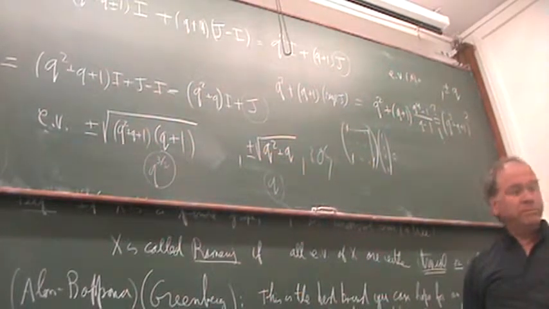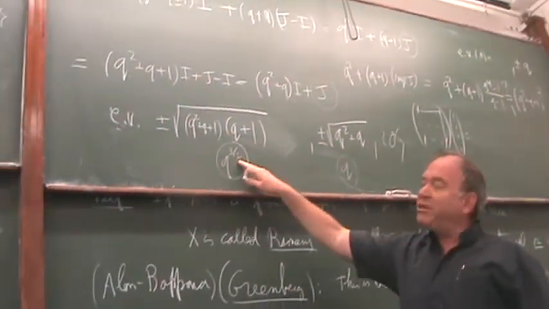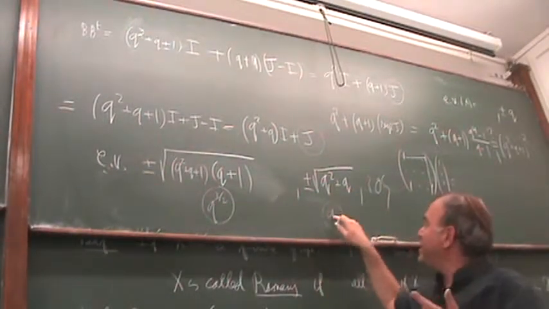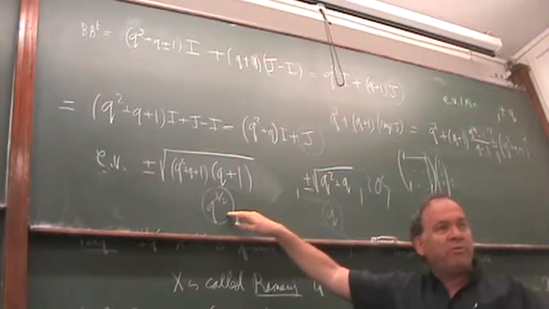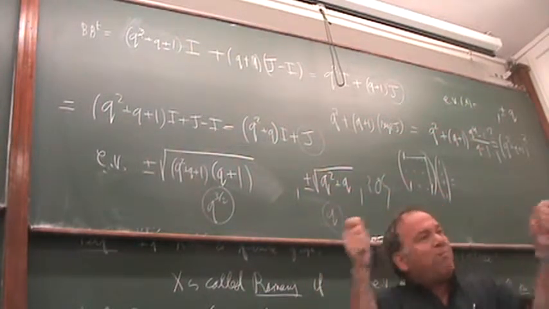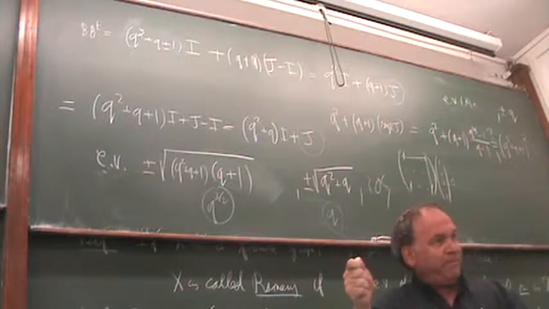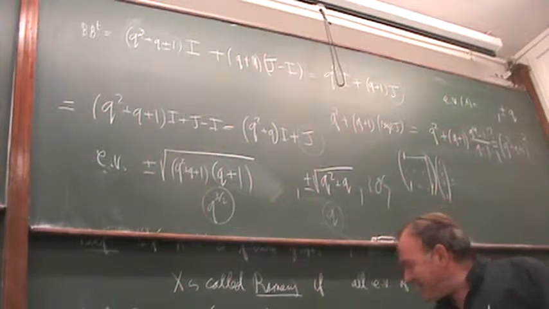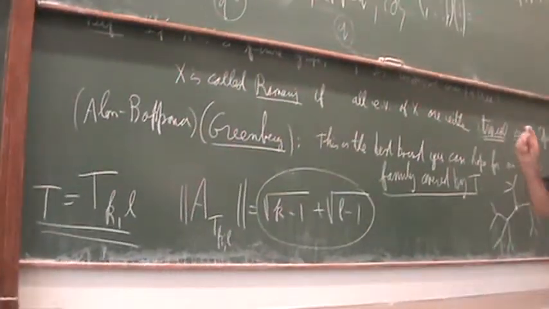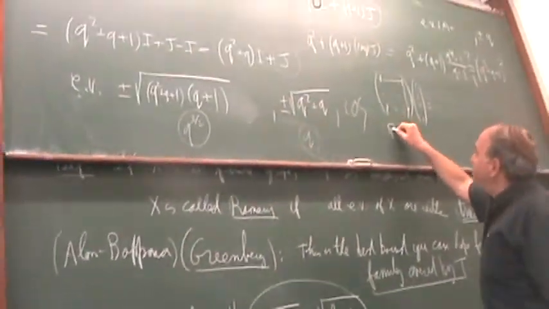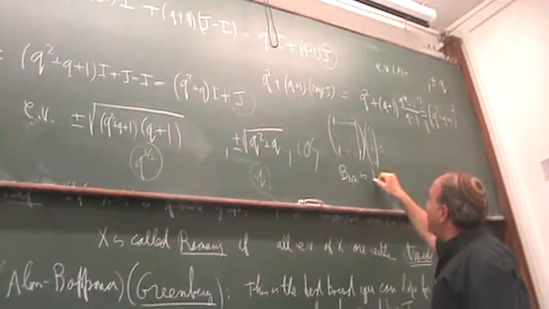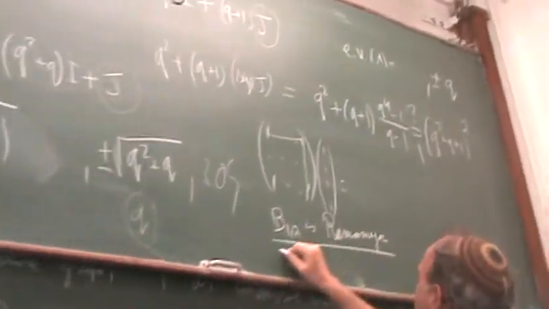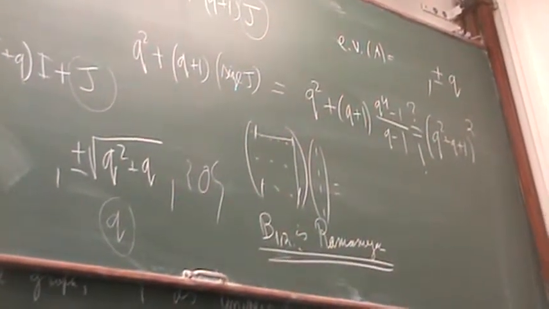Why? Before that we thought that maybe it's not Ramanujan, because the largest degree is q to the 3 over 2, the second one is q, and it's not the square root of it. But being Ramanujan for a biregular graph should be less than this number. So now I claim that this B12 is Ramanujan. Let's check why. All this was in order to make this claim.